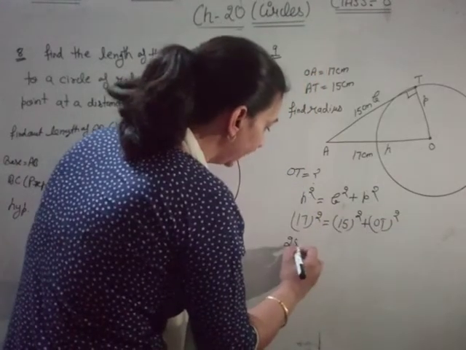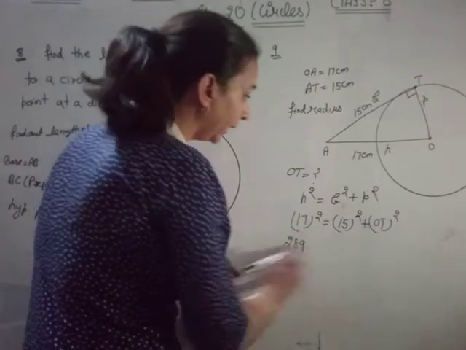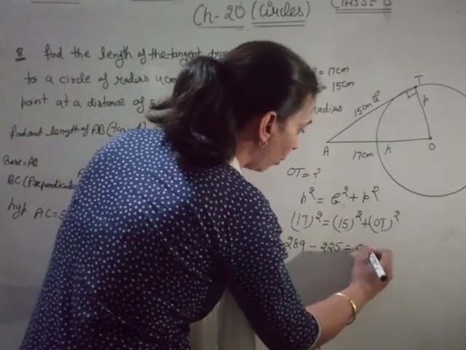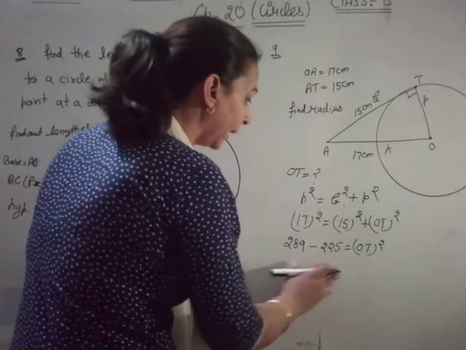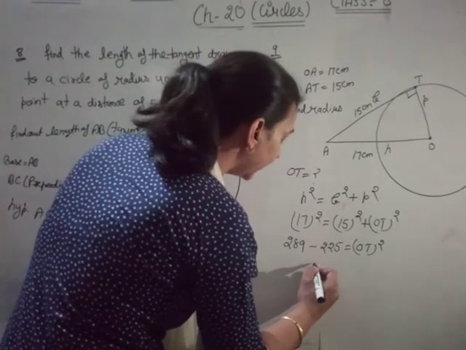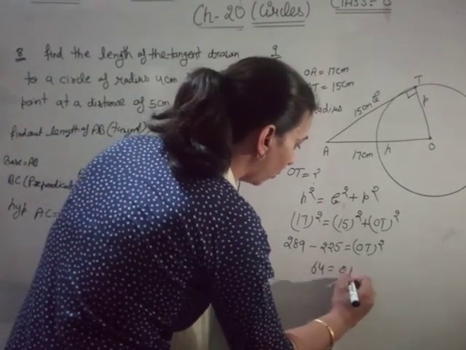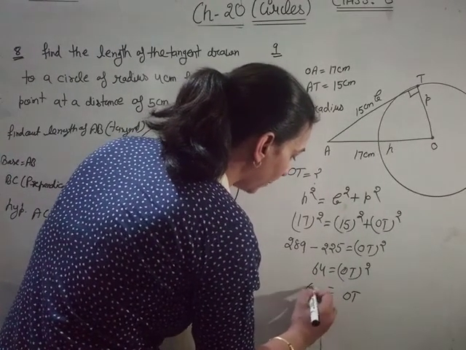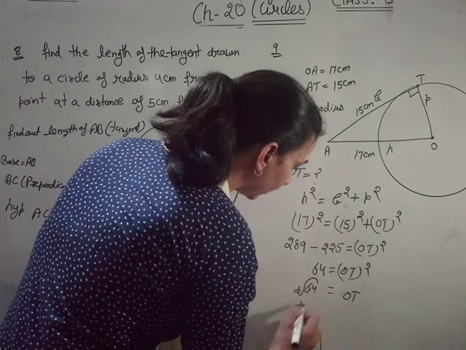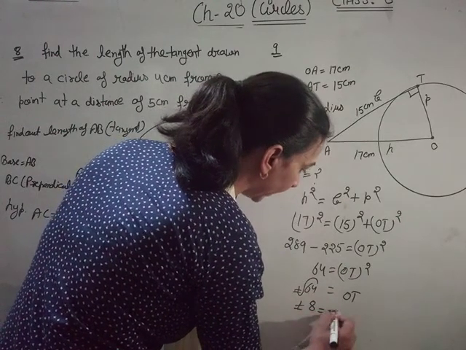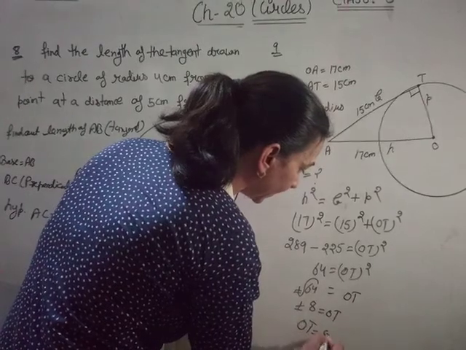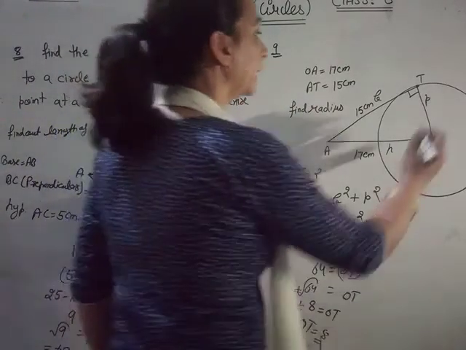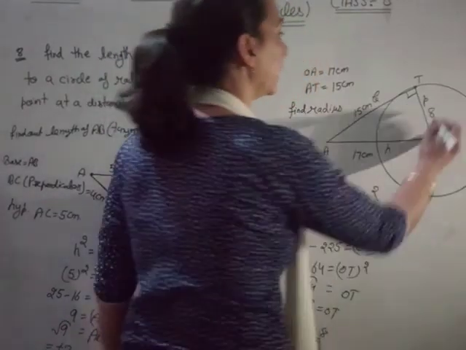Then 289 is the square of 17, 289 minus 15 square, which is 225, equals OT square, and 289 minus 225 equals 64 equals OT square, and OT equals root of 64, which is plus minus 8. We take OT only plus 8 because radius is not negative. Then OT is the radius, OT equals 8 centimeters.